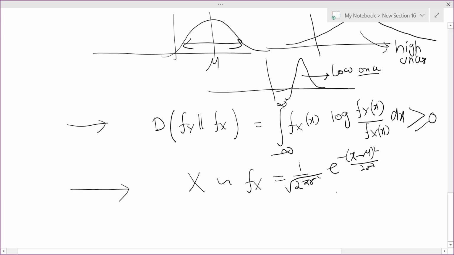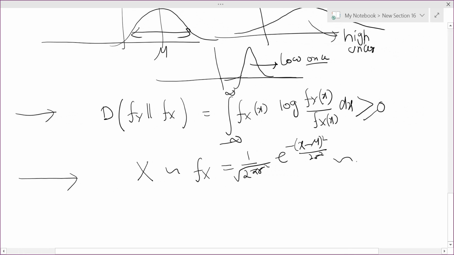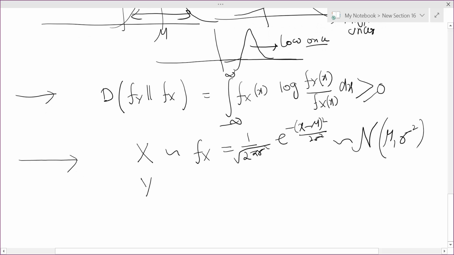And till now you must be well aware of the notation also. Gaussian distribution is also denoted as N, for normal, with mean mu and variance sigma square. Okay, and we have another realization of this, another belief about a distribution, fy. Fy is unknown. That is any distribution. It can be any PDF.